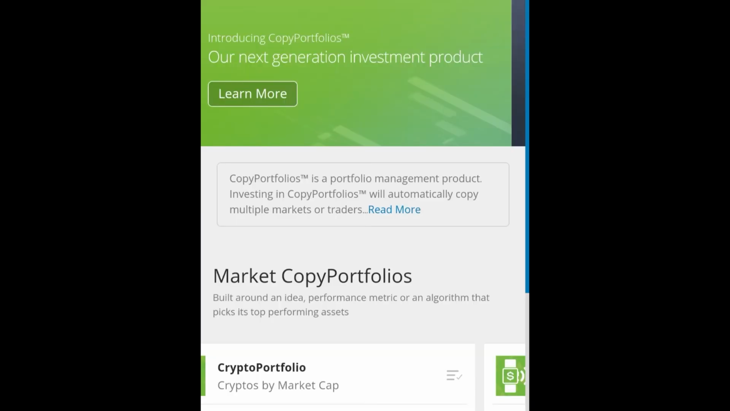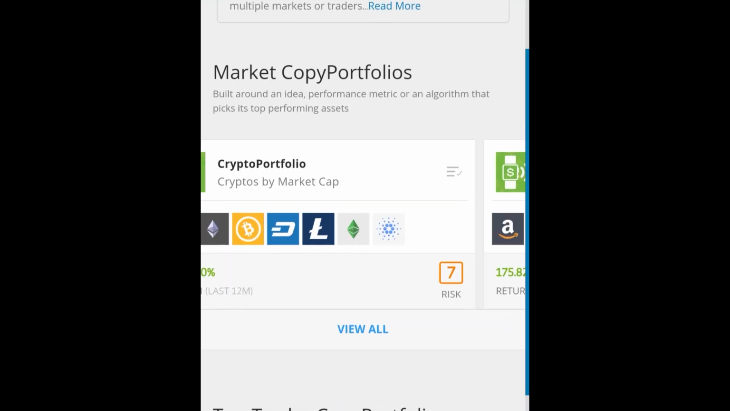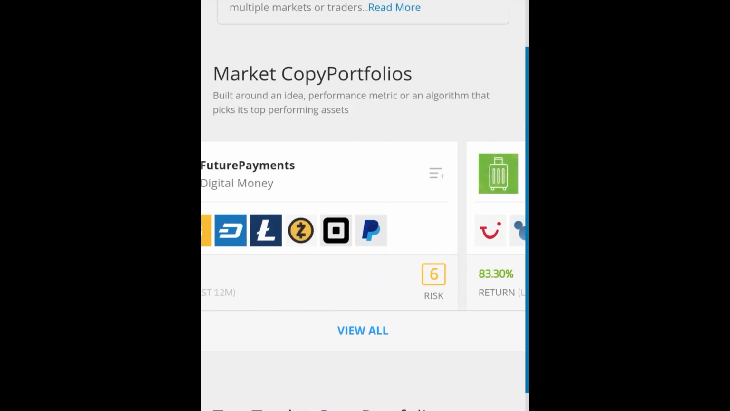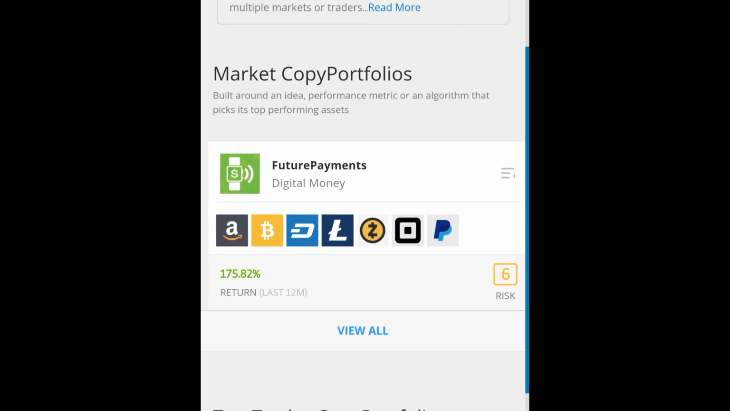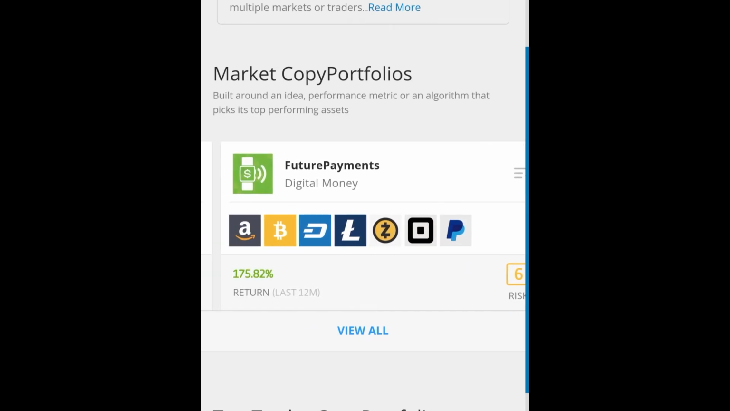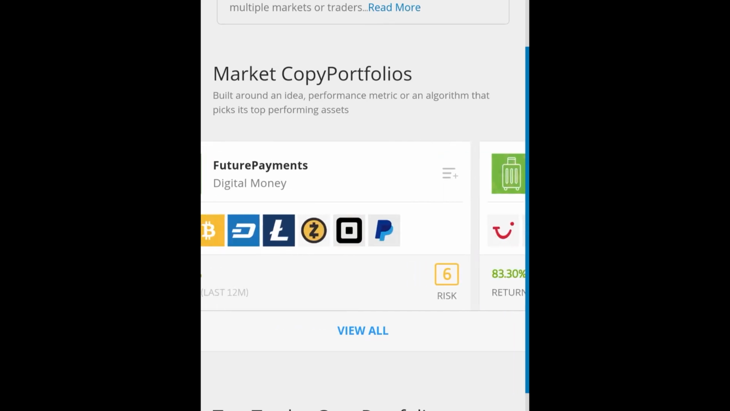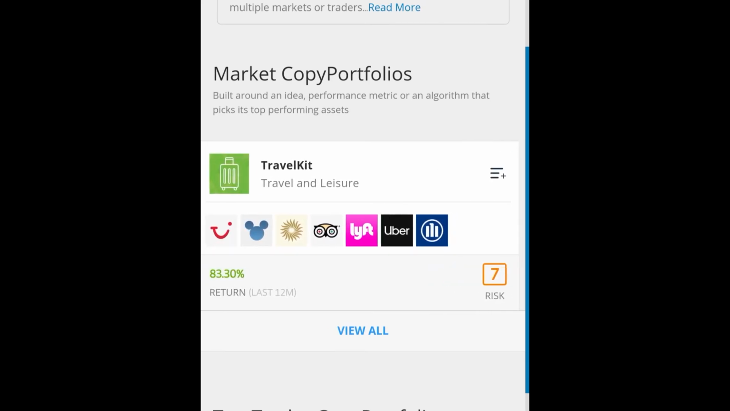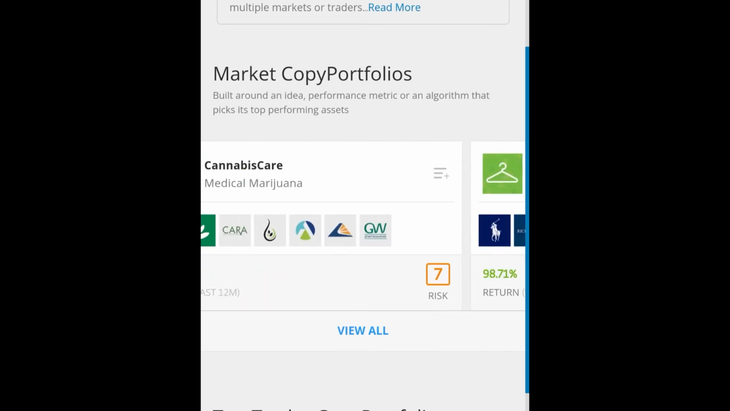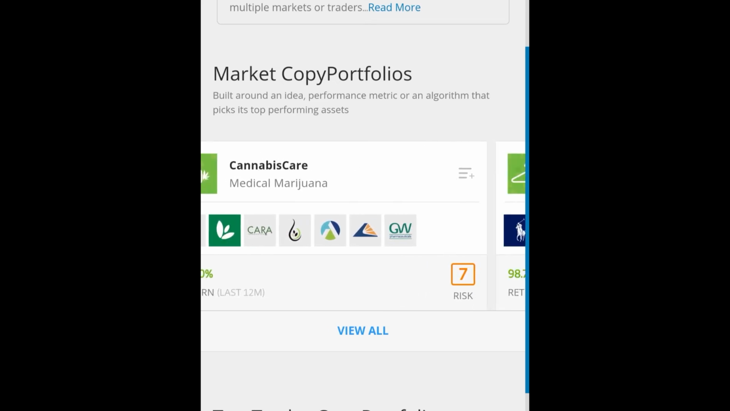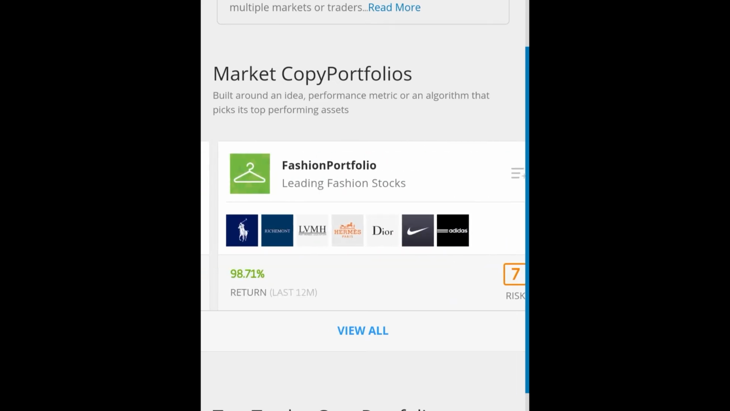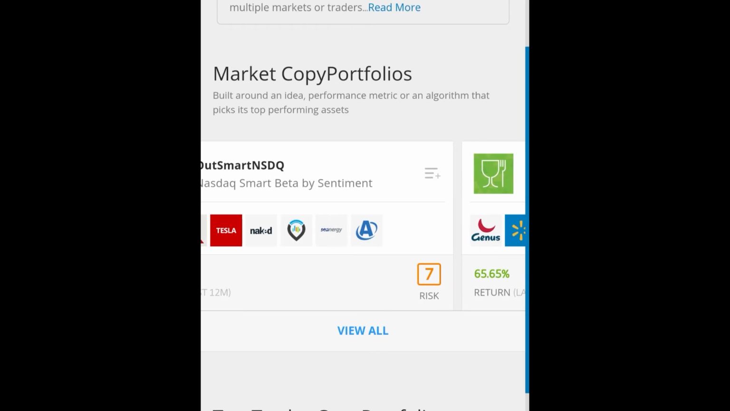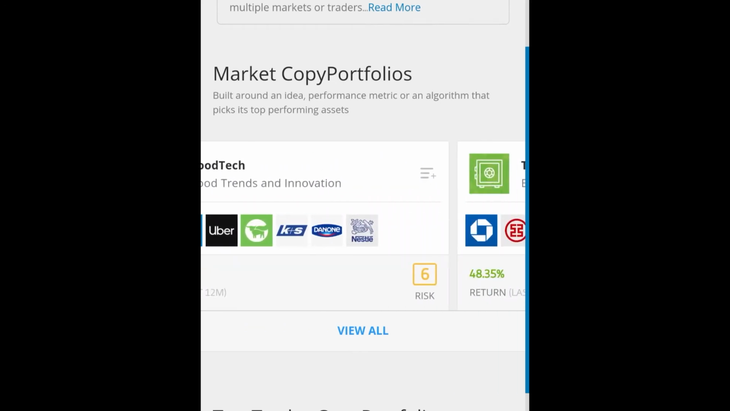So the future payment is very interesting. You've got all kinds of companies providing payment options here. Travel kit, 83% return and high risk. Well, it's Corona time, so I think that makes sense. I don't know why the fashion portfolio also has a risk profile of 7, but that's probably because of what kind of companies they choose. So yeah, this is in general eToro.